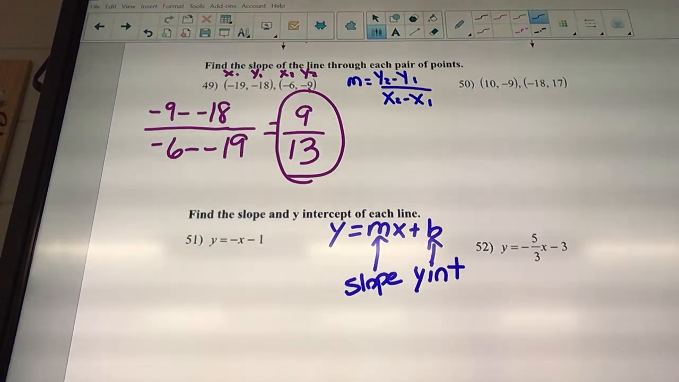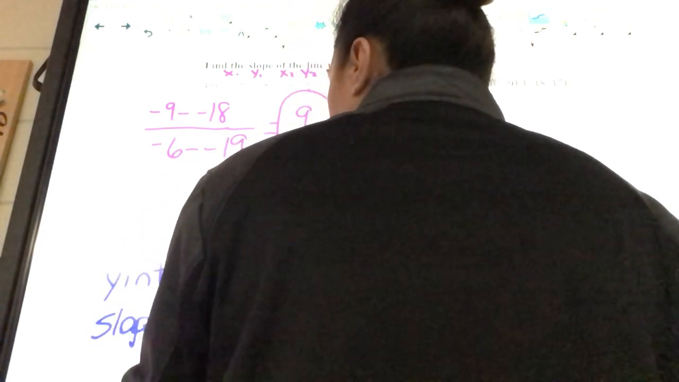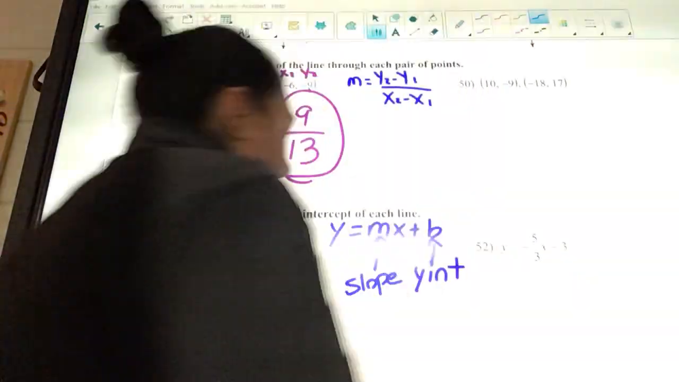Okay, so if we look at 51, my y-intercept is negative 1. That's here. Okay, and my slope is negative 1 also because there's a negative 1 right here.